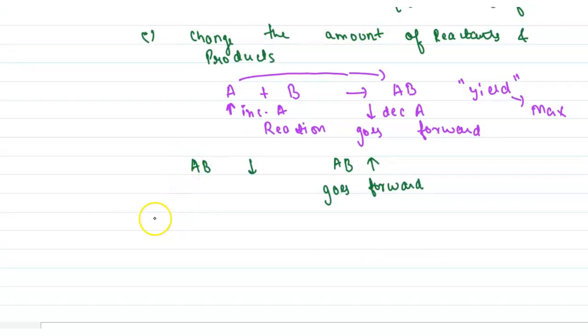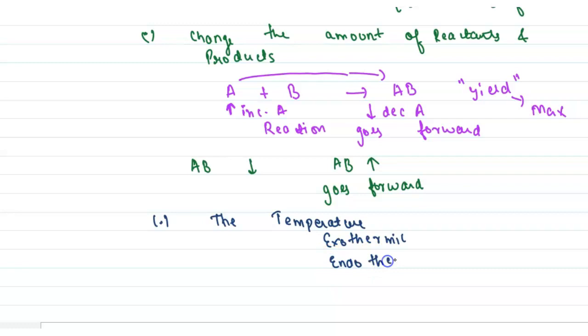Now, the second thing is, if you change the temperature, how will we apply Le Chatelier's principle? For temperature, you should know that there are two types of reaction. The first is the exothermic reaction, and the second is the endothermic reaction. As you can see, exo means exit, what does it exit? Heat. An exothermic reaction produces heat, while an endothermic reaction absorbs heat.